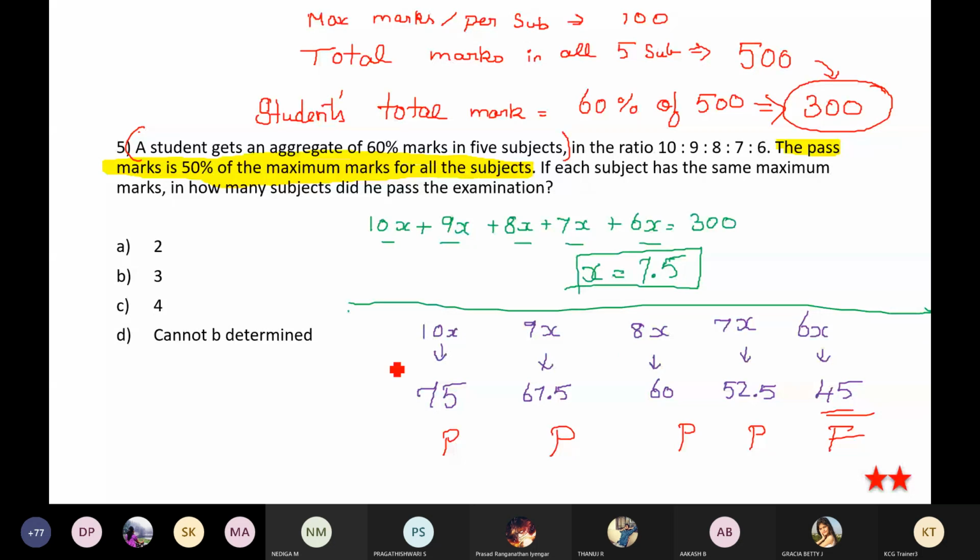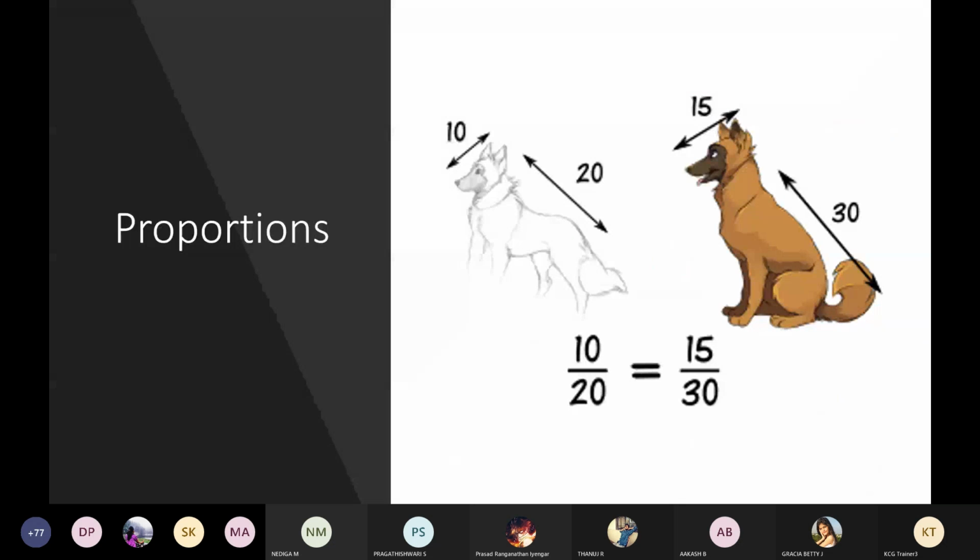Moving on. Here's our next question. Okay, next concept. After ratios, the concept that we're going to look into is proportions. What do I mean by a proportion? Listen carefully. If two ratios are equal, then they are in a proportion.